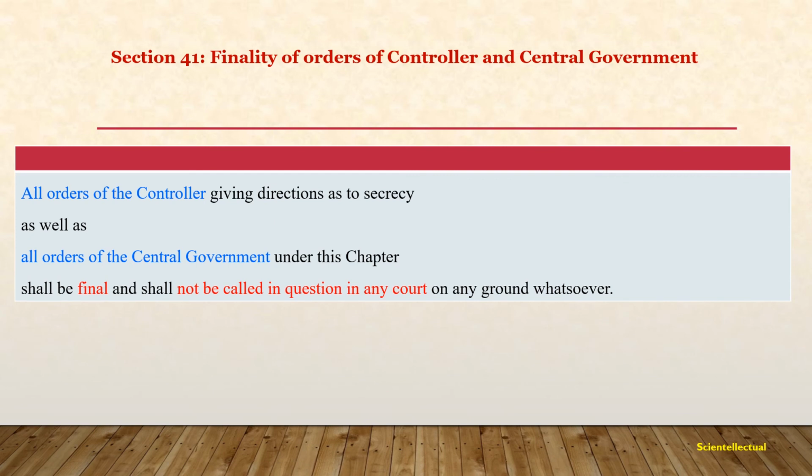Section 41. Finality of orders of controller and central government. All orders of the controller giving directions related to secrecy, as well as all orders of the central government under this chapter, are final, and cannot be called in question in court on that ground.